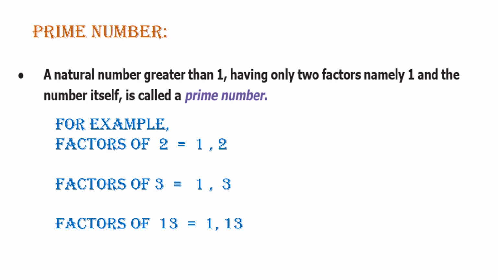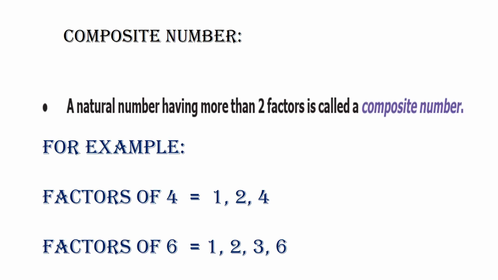So a prime number is nothing but a number having only 2 factors, namely 1 and the number itself. If a number has more than 2 factors, that number is called a composite number. A natural number having more than 2 factors is called a composite number.